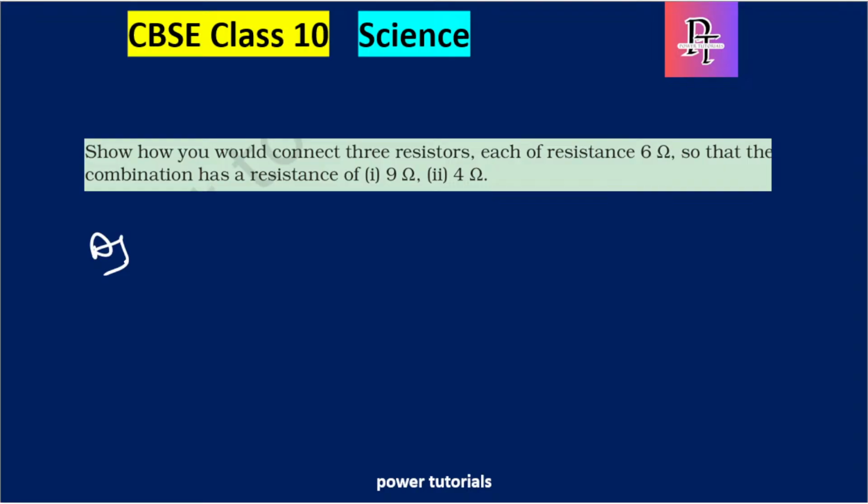How would you connect the 3 resistors, each of 6 ohms, so that the combination has a resistance of 9 and 4 ohms? So we have 2 resistances, 9 and 4 ohms. We need to get them using resistors of 6 ohms.